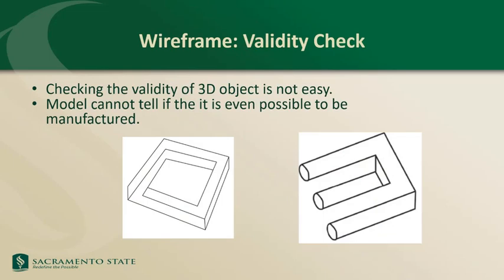Another problem is that there is no way of checking the validity of the model. The validity means that the digital model can actually be realized in the real world and fabricated as a tangible object. Any non-realistic object can be made in wireframe, and the computer cannot check the validity.